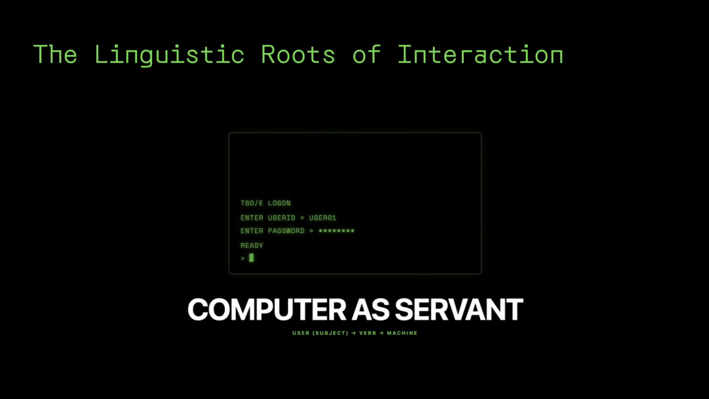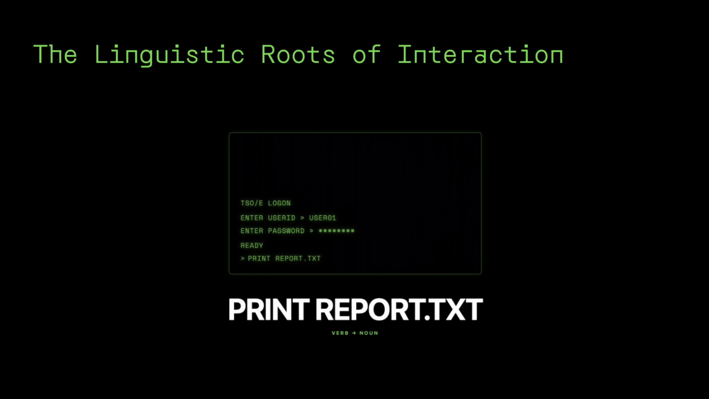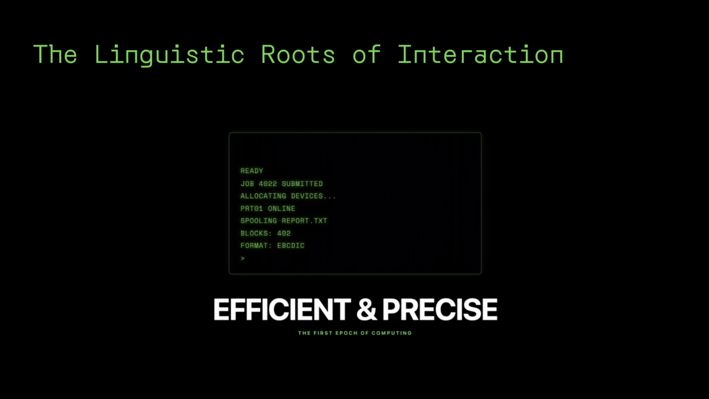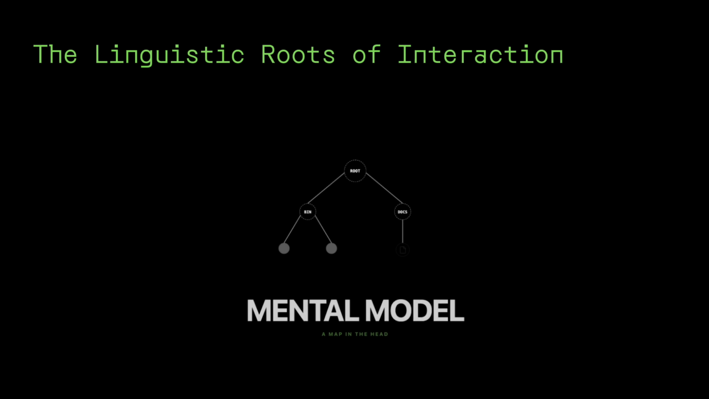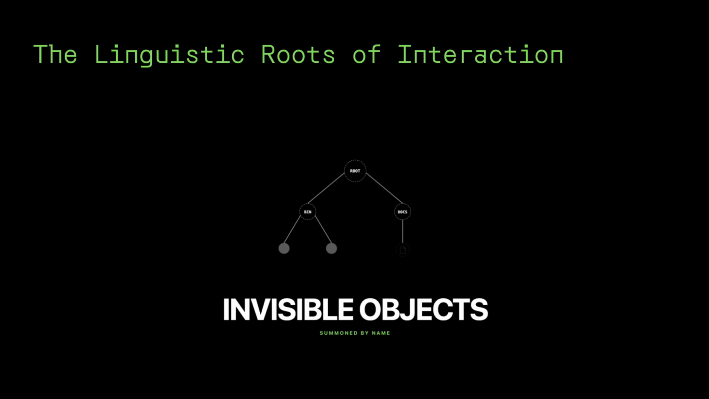Print report.txt. This verb-noun model dominated the first epoch of computing. It was efficient, precise, and for those who knew the vocabulary, incredibly powerful. It was also abstract, requiring the user to maintain a mental model of the system's state, a map in their head, because the objects of interest, the files, the directories, and the data, were invisible until summoned by name.